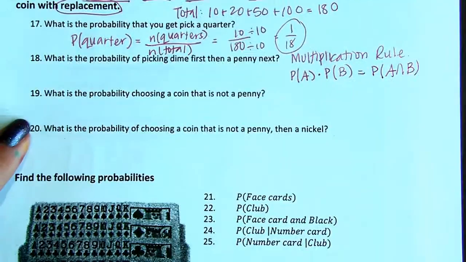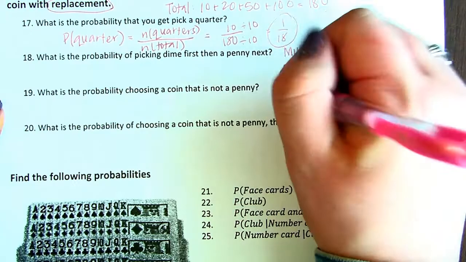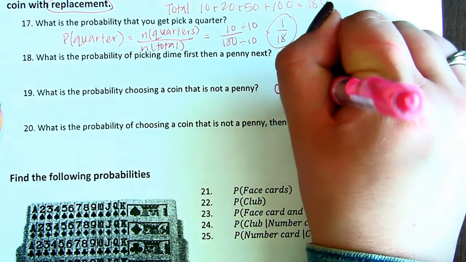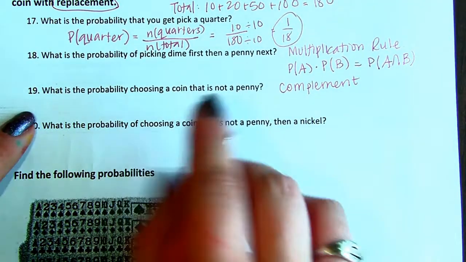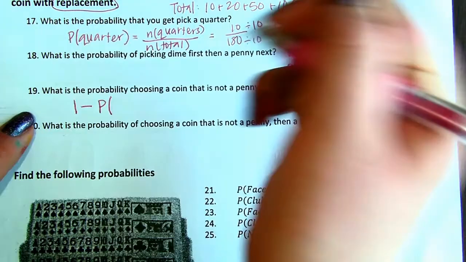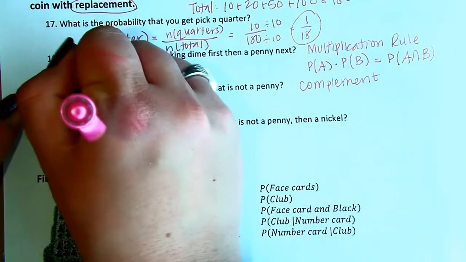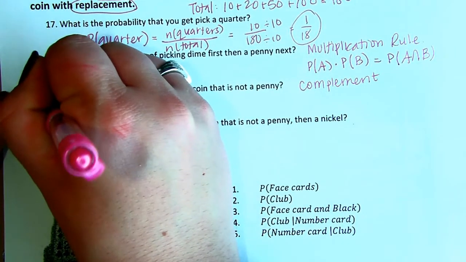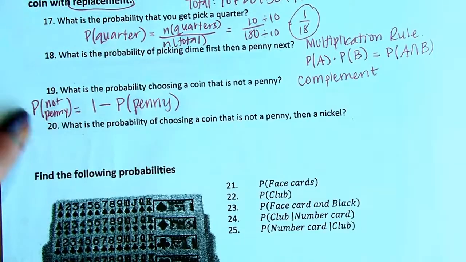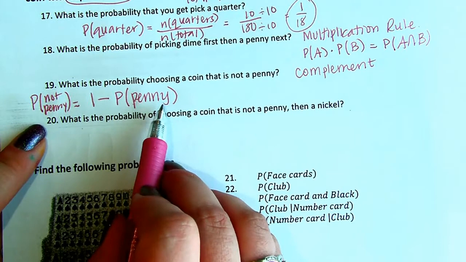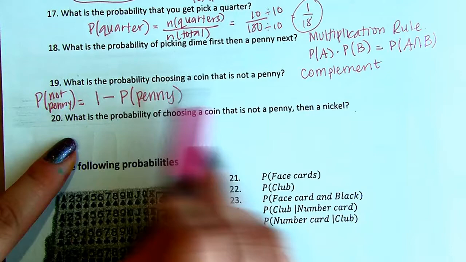Number 19, what is the probability of choosing a coin that's not a penny? So we'll probably want to use the complement here. What we can do is 1 minus the probability of picking a penny, which is the same thing as the probability of not penny, the complement. So find the probability of choosing a penny, do 1 minus that probability, and you're going to have this question answered.